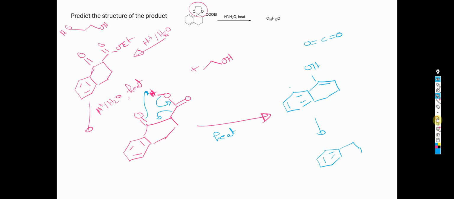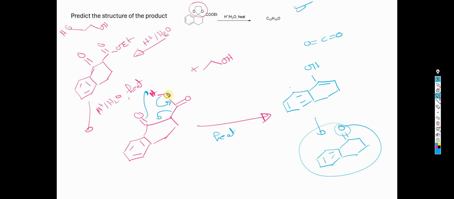So it's going to tautomerize to the ketone back, and that is the structure of the final product, which is C6H10O. So 1, 2, 3, 4, 5, 6, 7, 8, 9, 10. So that's the structure of the product.